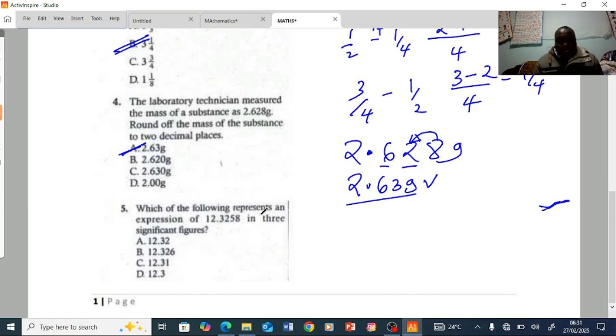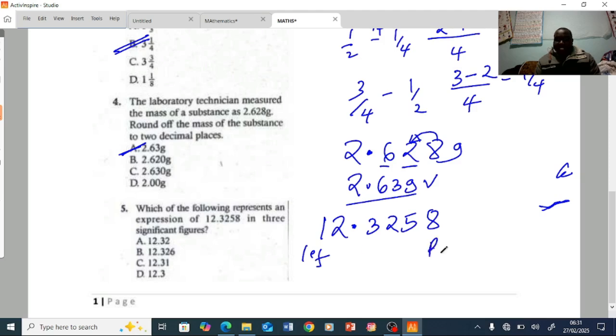Which of the following represents an expression of 12.3258 in 3 significant figures? For significant figures, unlike decimals where we start from the decimal point, we start from the left side. This is left and this is right. So we start looking for significant figures from left to right.